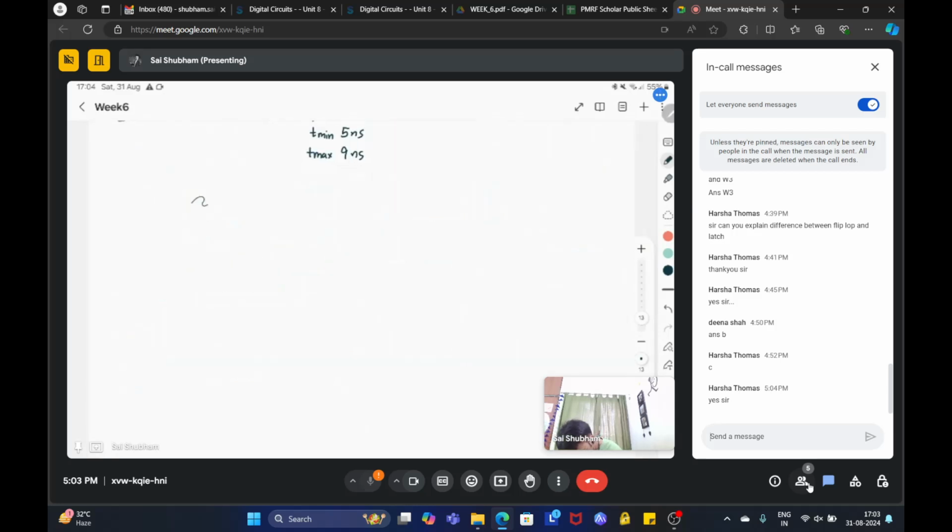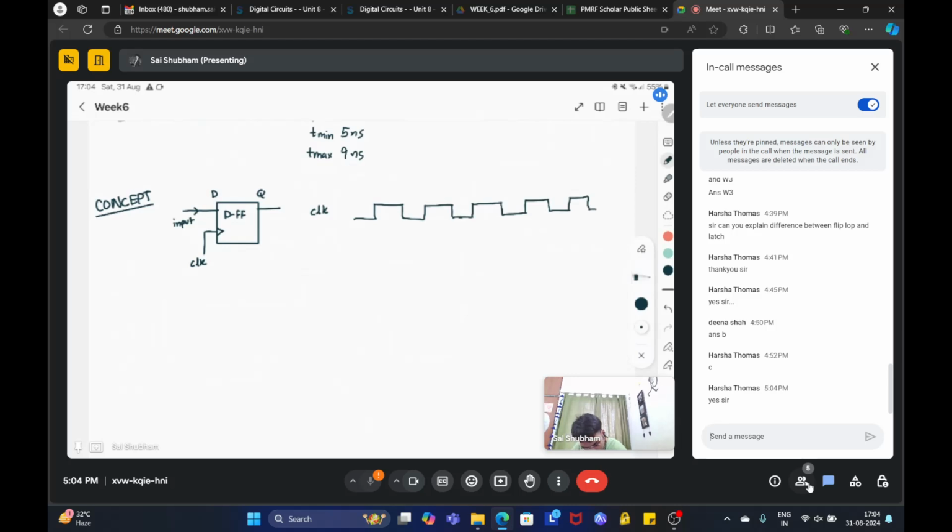So I have a flip-flop over here. Suppose a D flip-flop. This is D, there is a clock, and this is Q. Okay, so let's make a clock. This is the clock waveform. Suppose this is positive edge triggered. So this is my point of interest.